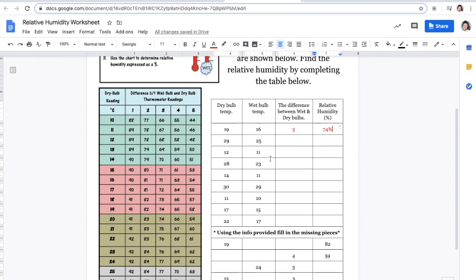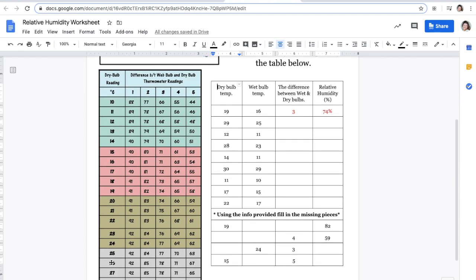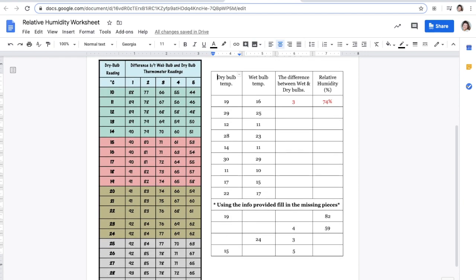Okay, so then you're going to do the same thing. Find the difference between 29 and 25. Put your answer here. Then go to the chart and find 29 because that's the dry bulb reading. Then go over how many the difference is between 29 and 24. And that's your answer. And you put your answer right there. All right, so you're going to finish filling in this chart.